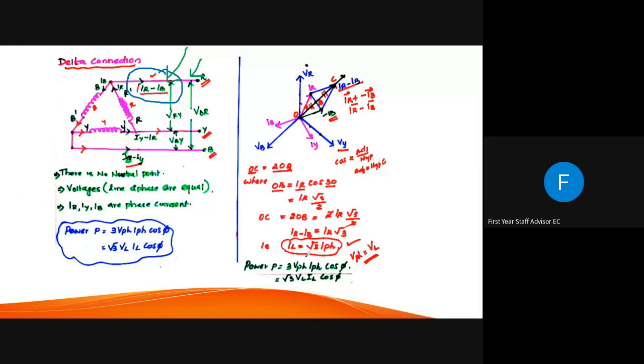And what about current? There's a difference in current because the current from one winding goes to another winding as well as it goes to the phase wire. So there is a difference. So we will do the analysis and find out what is the relationship between line current and phase current.